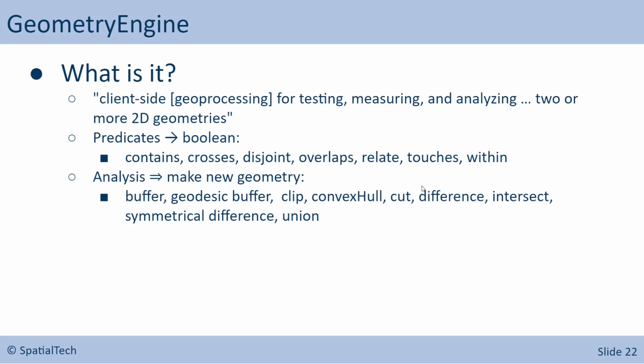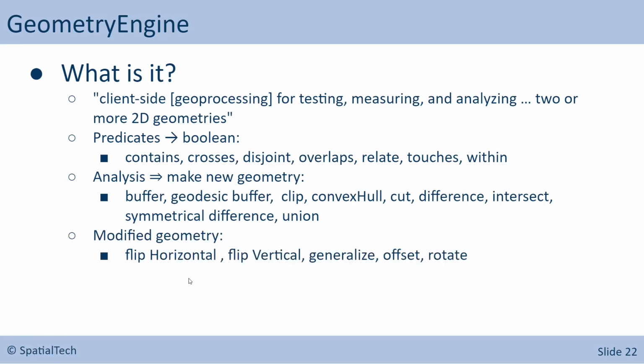Are you clipping something? You're taking a bunch of points and figuring out the convex hull or other shapes. Are you cutting them? The difference between two shapes is symmetrical difference. Are you unioning two shapes, intersecting two shapes? You can do a lot of geoprocessing here, right? You can also slow your app down too, just so you know, if you do a lot. Your app could get janky.